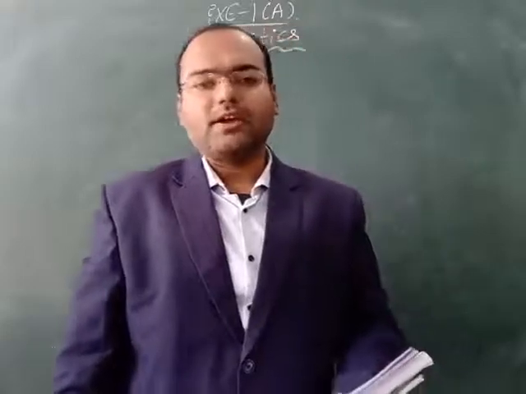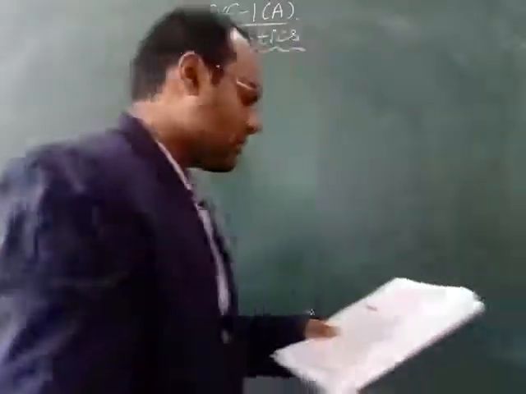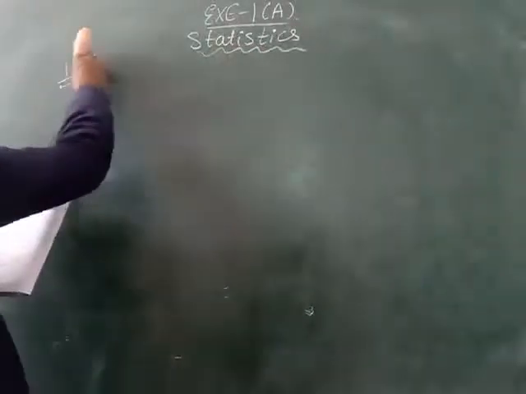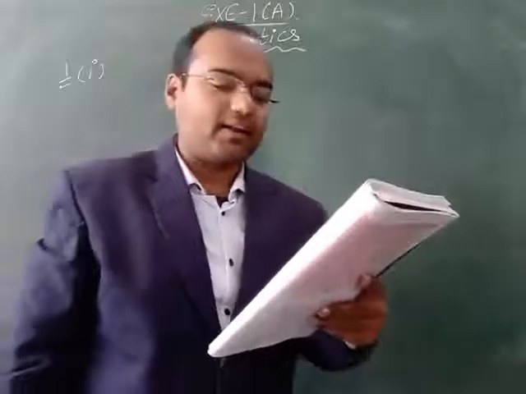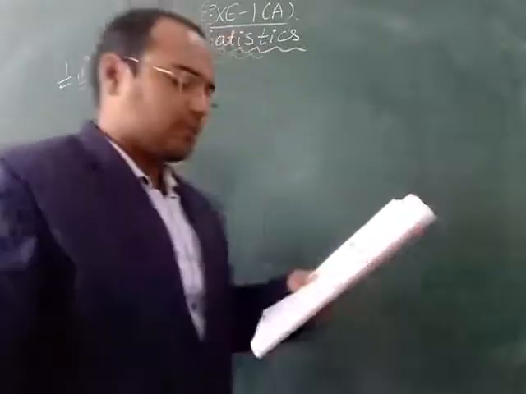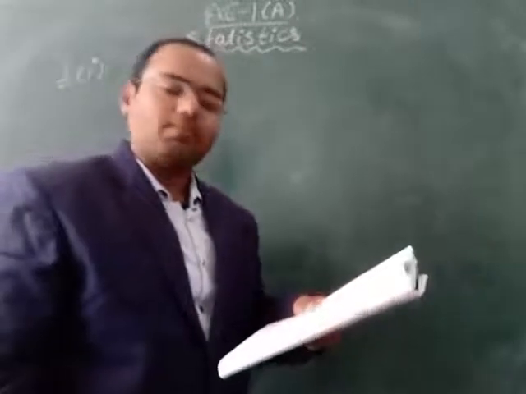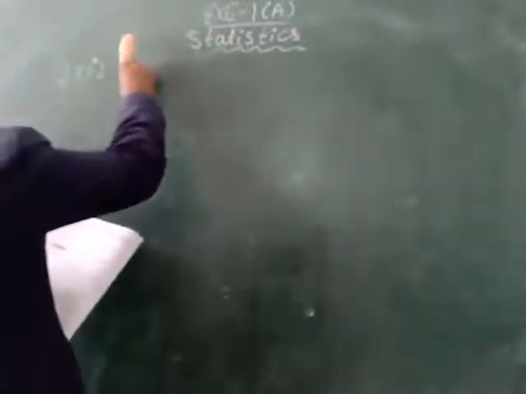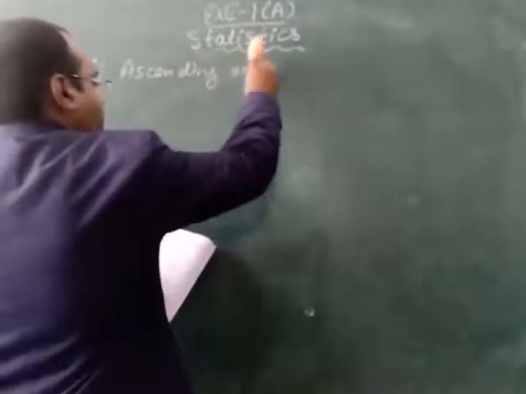The name of the exercise is statistics. Question number first, part one. Arrange the following data in ascending order. Some numbers are given. We have to arrange all these numbers in ascending order in the first part. So first of all we will put the heading, ascending order.